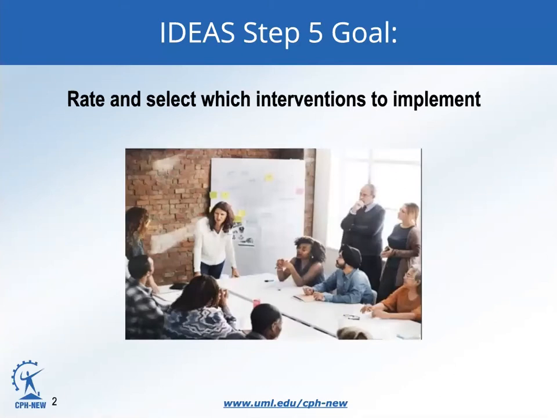The goal of Ideas Step 5 is to rate and select which interventions to implement. When using a two-committee structure, the steering committee rates the interventions created by a design team. The best way to accomplish this step is for the steering committee and design team to meet together to present and discuss the proposed interventions.